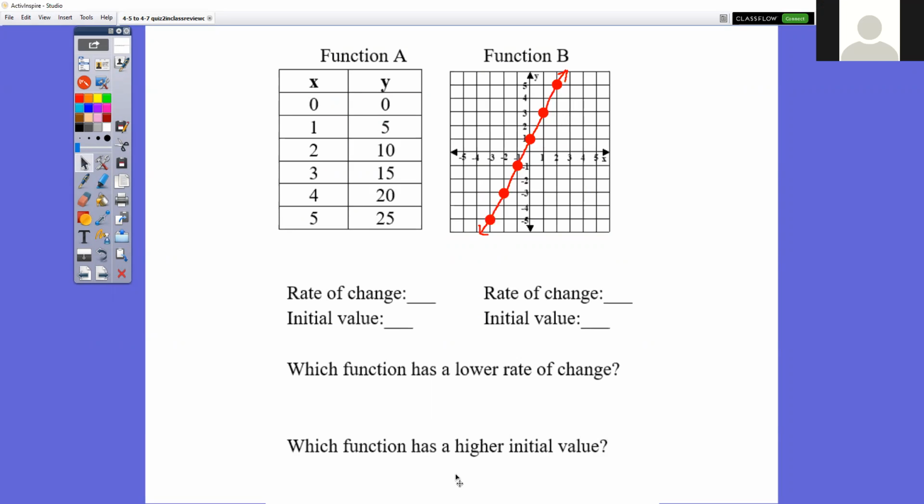Haven't we did this before? Yep, we are reviewing for your quiz that you have tomorrow. Oh, today's a review. Okay. We have a quiz every week. Pretty much. You won't next week.